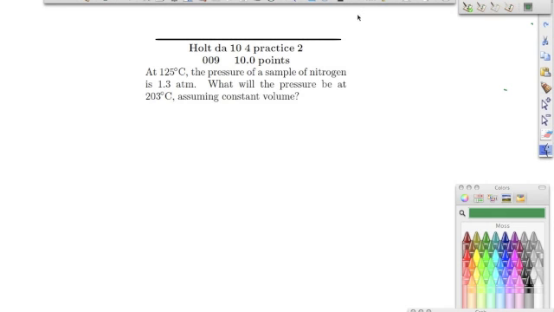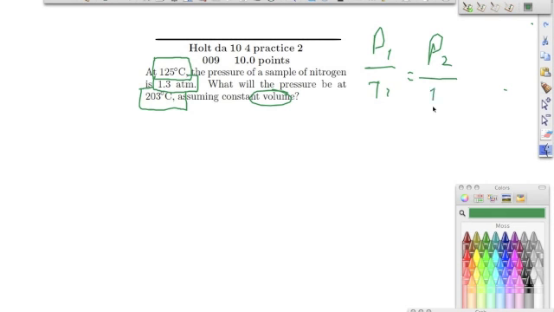Alright, number 9, it says at 125 degrees Celsius, the pressure of a sample of nitrogen is 1.3 atmospheres. What will the pressure be at a temperature of 203 Celsius, assuming a constant volume? Okay, so when we're working this one out, it's a Gay-Lussac's problem because we have a constant volume. So Gay-Lussac's equation is P1 over T1 equals P2 over T2.